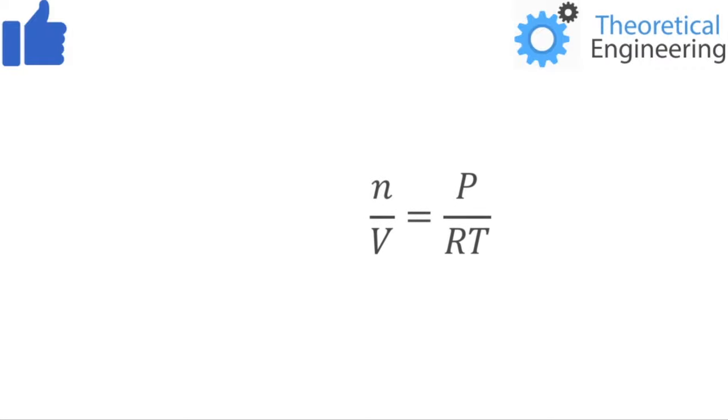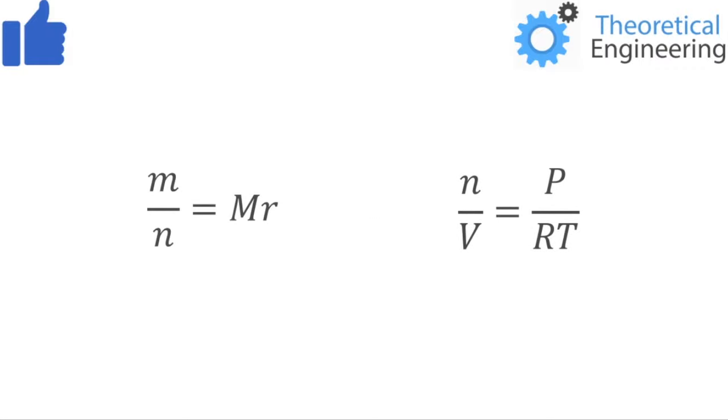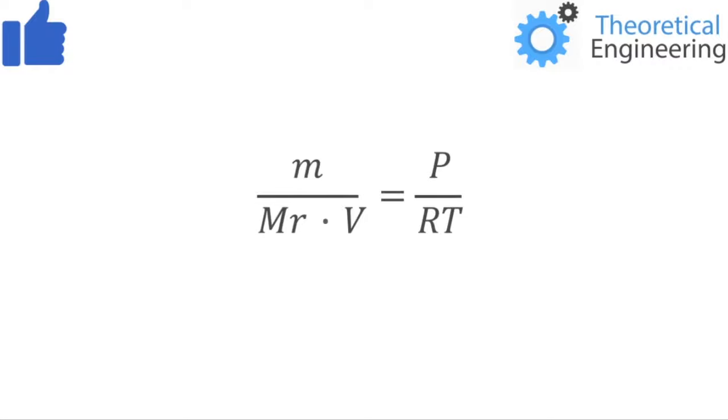Let's put this to one side for a moment and take a look at the relationship between mass and moles. The molecular weight is the mass of 1 mole. Molecular weight equals mass divided by moles. By rearranging this equation for moles, we can then substitute this into our ideal gas law. We can tidy this up by multiplying both sides of the equation by molecular weight.